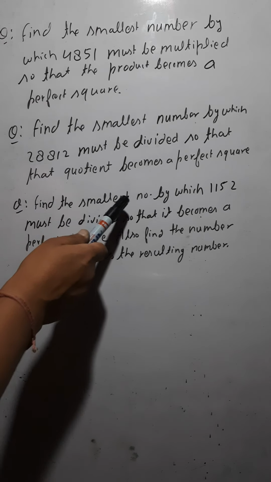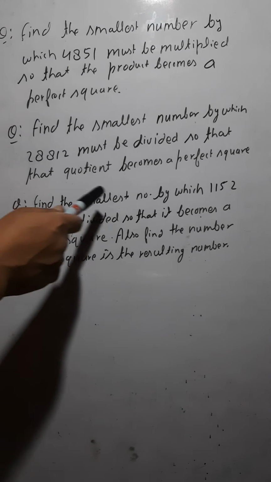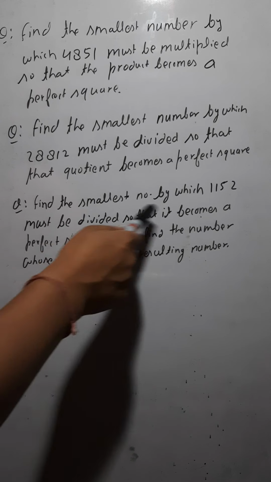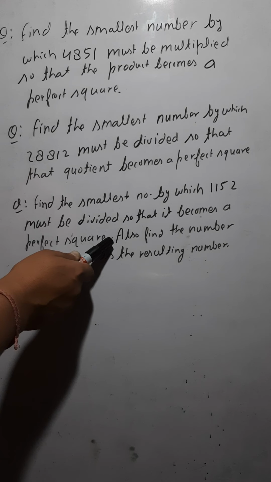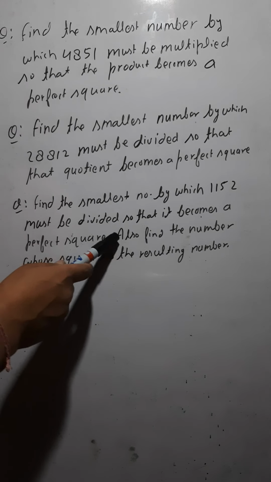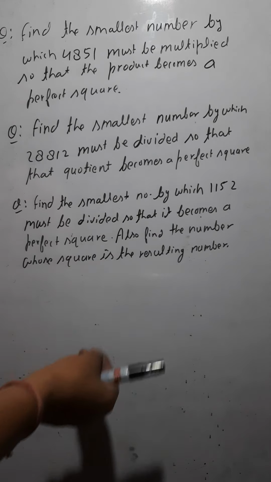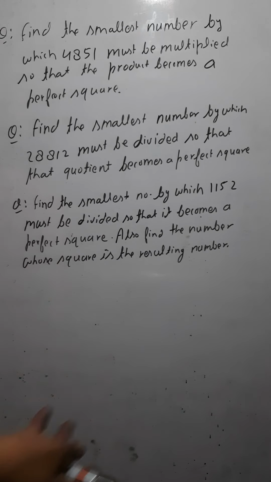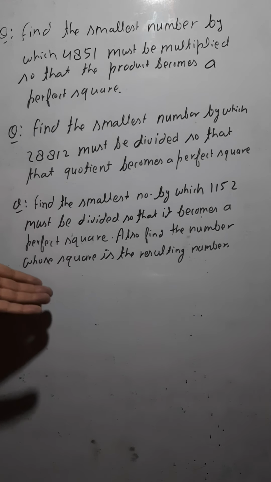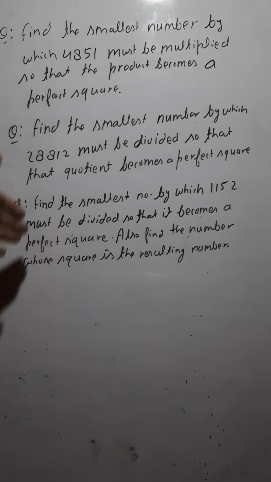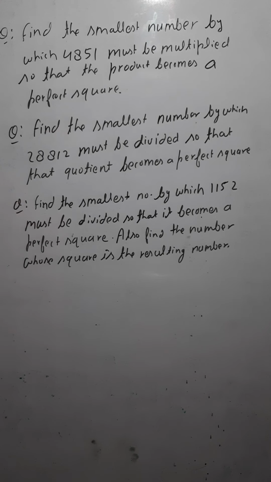Next is find the smallest number by which this must be divided so that it becomes a perfect square, similar to the previous one. But the next part of the question is also there, which we have also discussed in the previous questions. Also find the number whose square is the given number. So if you are dividing, the answer that you get, you then have to write. We have discussed these questions in the previous video, some just now in this one. Just go through all these questions. You would be able to solve these as well.